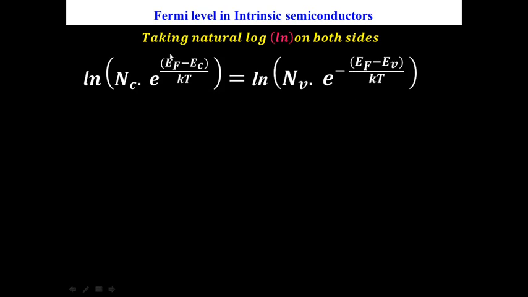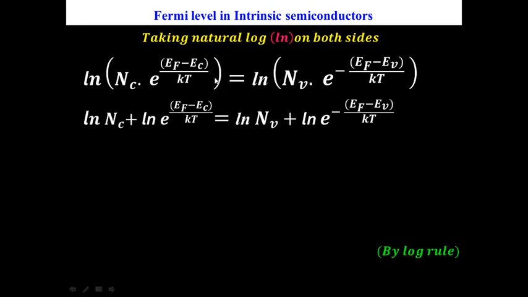Now we will apply the log rule. We know that the logarithm of the product of two parameters is nothing but log a plus log b. So here is the natural logarithm ln of Nc into this exponential term. After applying the log rule, we get ln Nc plus ln exponential of (EF minus EC) by kT. Here also, ln Nv plus ln exponential of minus (EF minus EV) by kT.